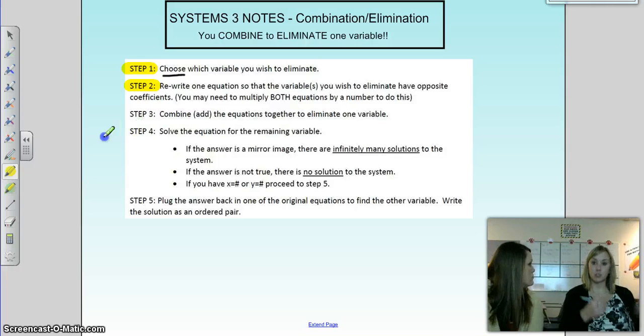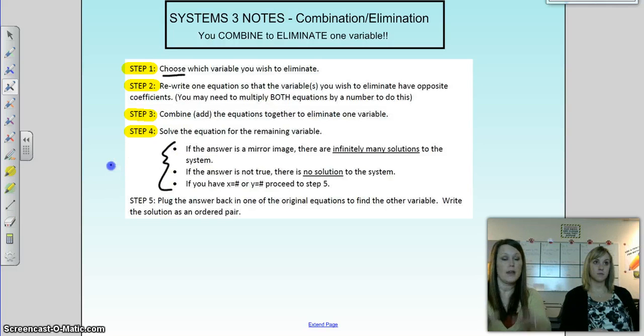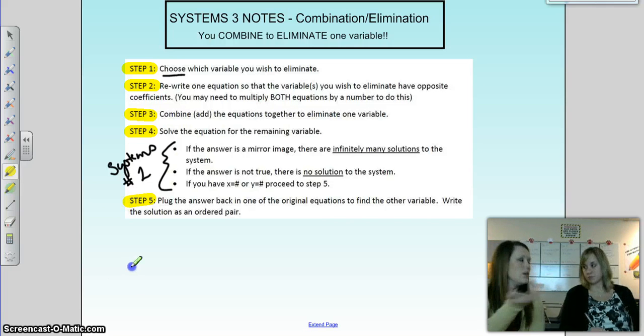Step 3, combine, which means add the equations together to eliminate one variable. Step 4, solve the equation with the remaining variable. So if x is left, solve for y, or vice versa. And at this point, step 4, things are going to look really familiar. You're either going to have x equals a number, or you may have a mirror image where it's infinitely many, or you may have a non-true statement where it's no solution. So let's see how it works. Oh, and then step 5, which we already talked about. Plug it back in.